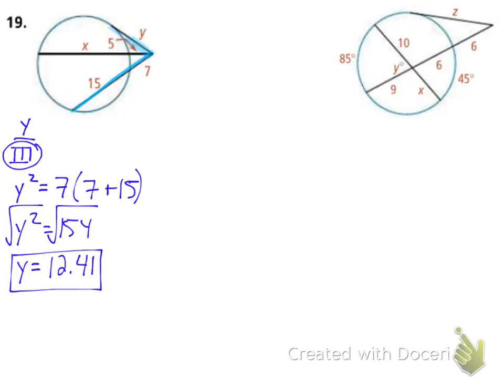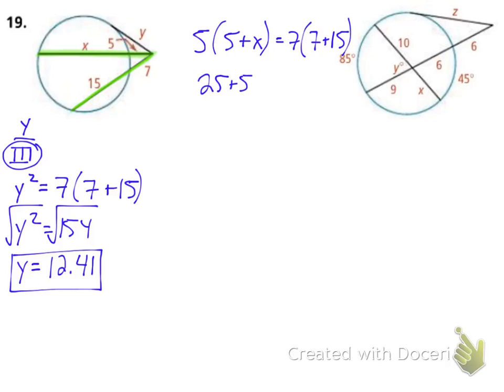Then to write an equation and solve for x, again, I want to use line x and 5, because I need to solve using the line that has x in it, and then I can use this 15 and 7 because I have already used it before. So I can go 5 parentheses 5 plus x is equal to 7 parentheses 7 plus 15. So I get 25 plus 5x is equal to, and then 7 times 7 plus 15 gives me 154. Subtract that 25 to get 129. Divide by 5 to get 25.8.